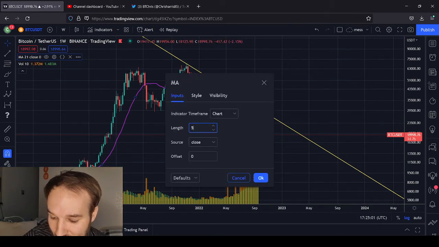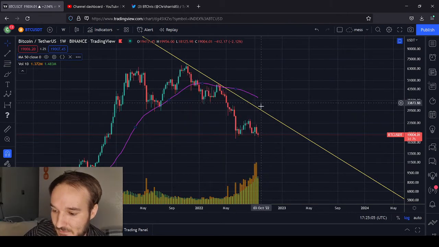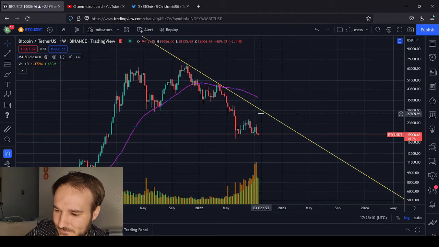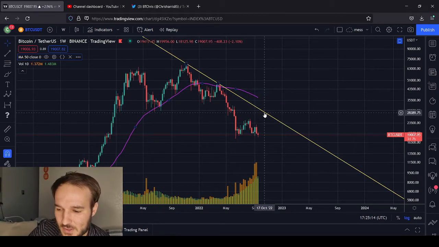But if we can get above the 50 week, I think that's really the one I wanted to do. 50 week. It's kind of around where that 123 was. Honestly, regardless of the moving averages, if we get above this yellow line, I'll start to be convinced that the bear market's over.